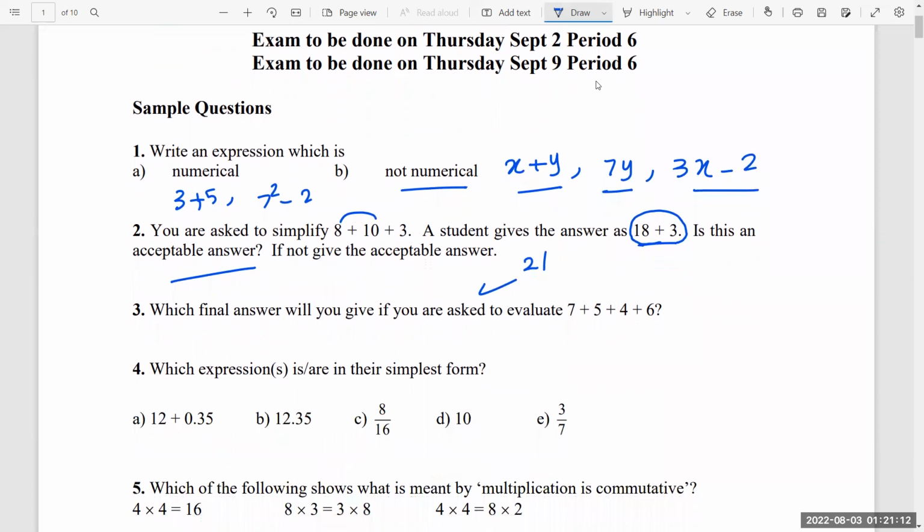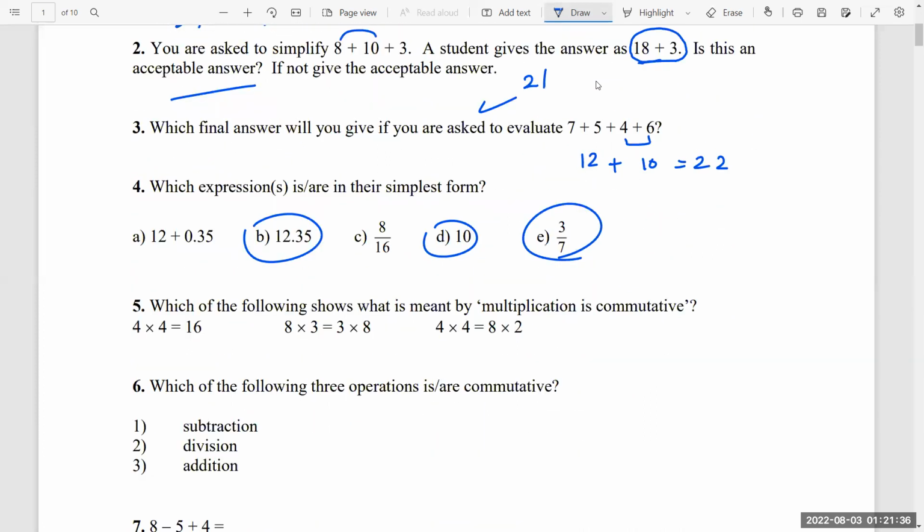Which final answer will you get if you are asked to evaluate this one? Yes, very easy. Just add. It's better to add like 4 plus 6 first gives you 10, and 7 plus 5, 12, gives you 22. Or you can add in any order, no problem. Which expression is in its simplest form? This is simplest form. This is simplest form. This expression needs to be simplified, and this is including operation. You have to do it.